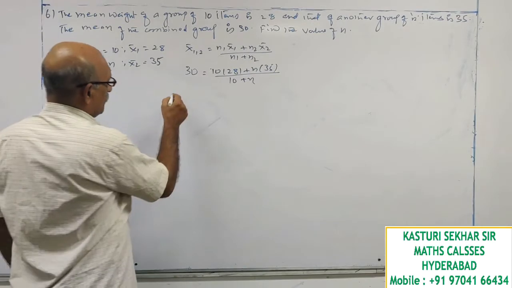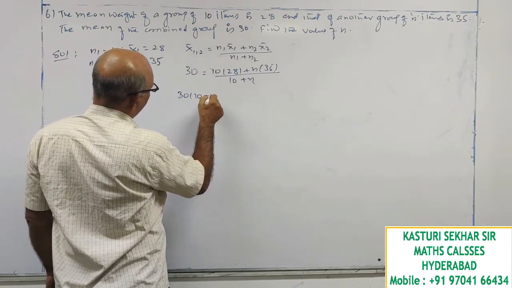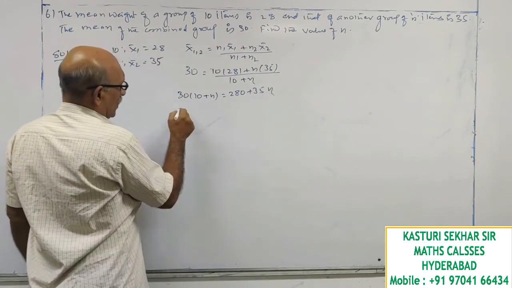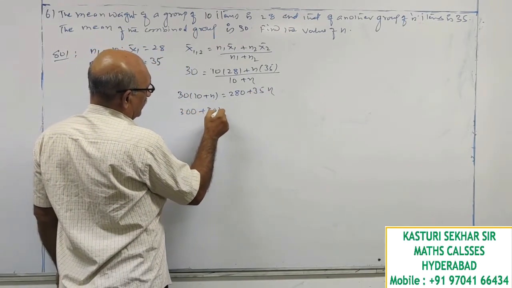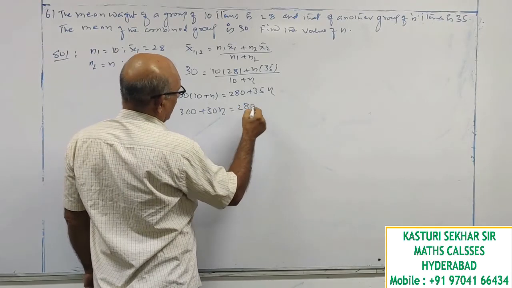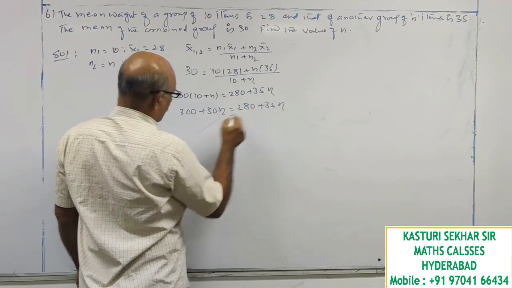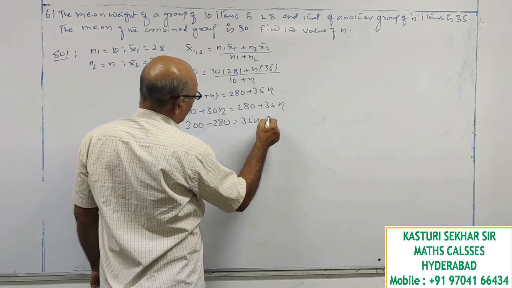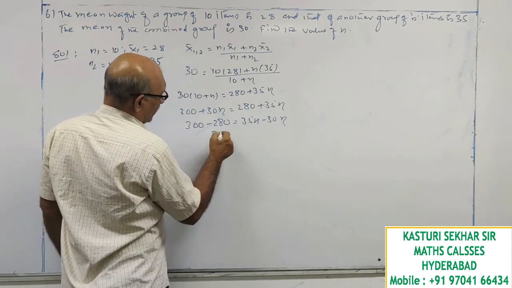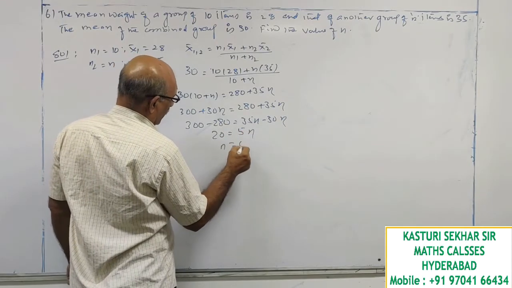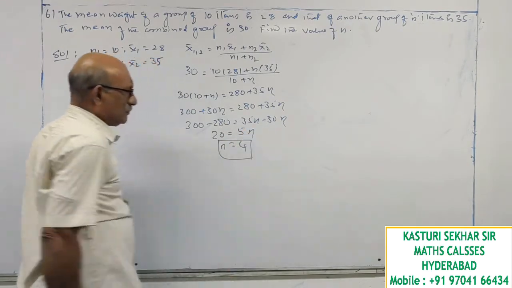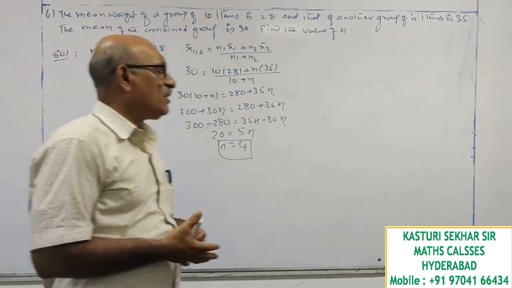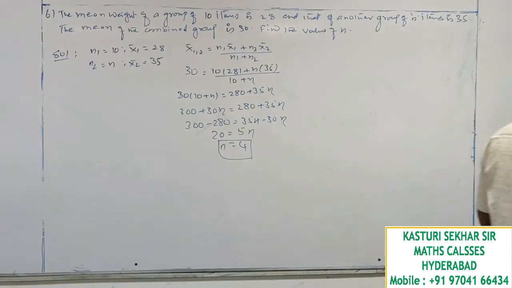Cross multiply, sir. So 300 plus 30n equals 280 plus 35 into n. 300 minus 280 is 35n minus 30n. 20 is equal to 5n, so n is equal to 4. So the second group has only 4 observations.